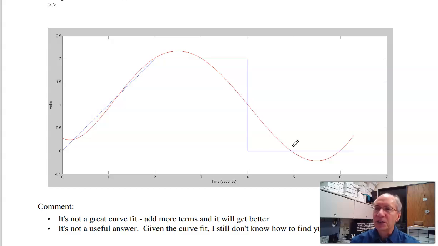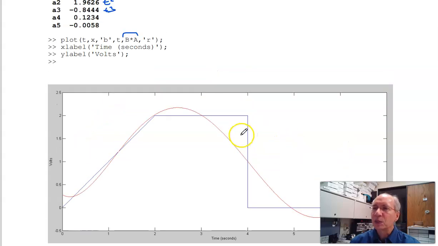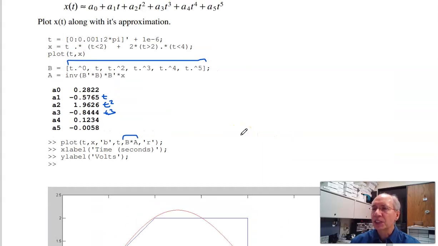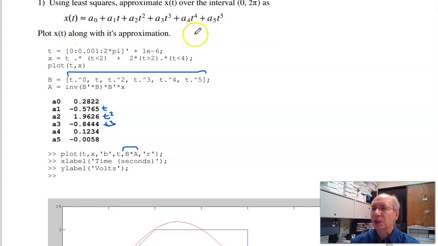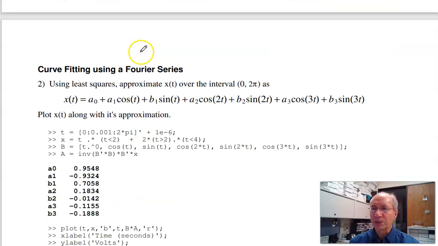However, this is not a useful basis because with phasors, I know what to do with sinusoidal inputs. This is not a sinusoidal input. It's a curve fit, but it's not terribly useful. Leads to problem number 2.